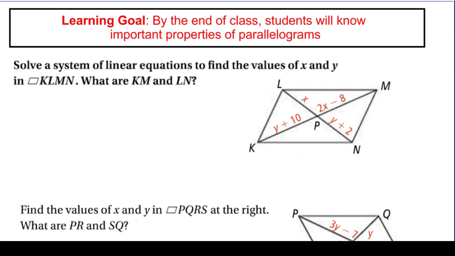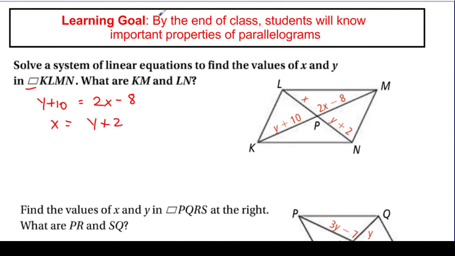Okay, so here's our last problem dealing with the properties. We're just going to apply this idea of the diagonals bisecting each other to some algebra problems. So if you take a look at my first example here, I'm saying solve the linear equations. This is claiming that I have a quadrilateral, with the symbol here, quadrilateral KLMN. And I can say that y plus 10, which is one segment of the diagonal KM, has got to be equal to the other segment, 2x minus 8, so I can say these are equal. And by the same notion, I can say LP is equal to PN, so x is equal to y plus 2. So this is a system of equations.